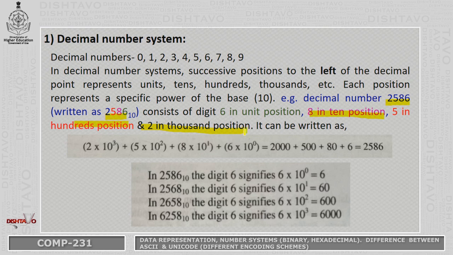So we can write this number like this: 2 into 10 raised to 3 as it is in 1000 position, plus 5 into 10 raised to 2 as it is in 100 position, plus 8 into 10 raised to 1, plus 6 into 10 raised to 0 as it is in unit position. So we can simplify it and get the same number 2586. Like this, numbers are written in the decimal system.